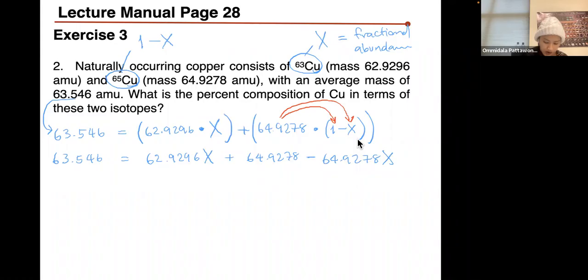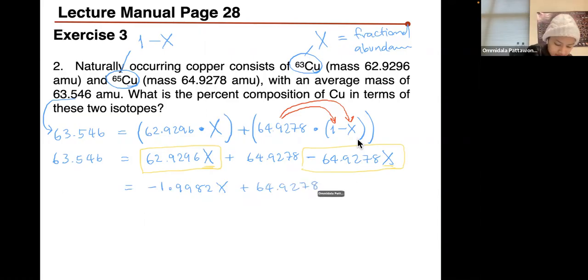The next thing is you are going to combine. These two contain x, so you can combine these two. If you combine these two, you are going to get negative 1.9982x plus 64.9278. This side is still the same, 63.546.